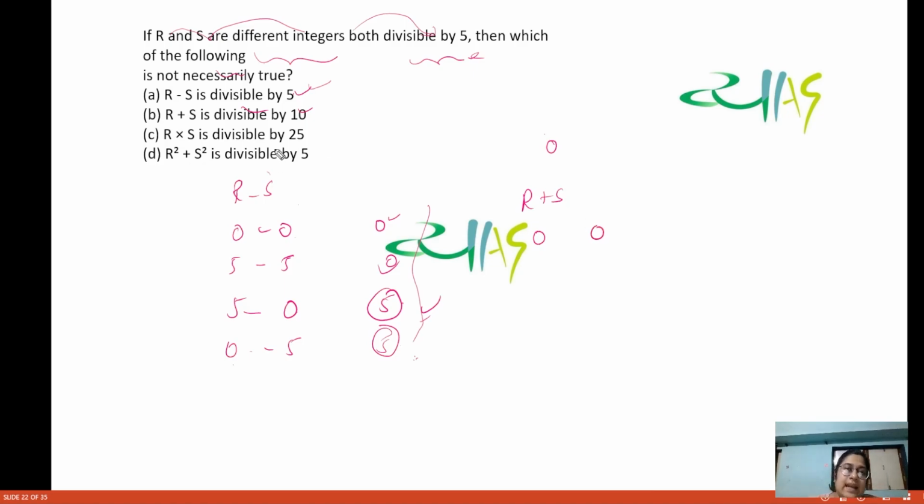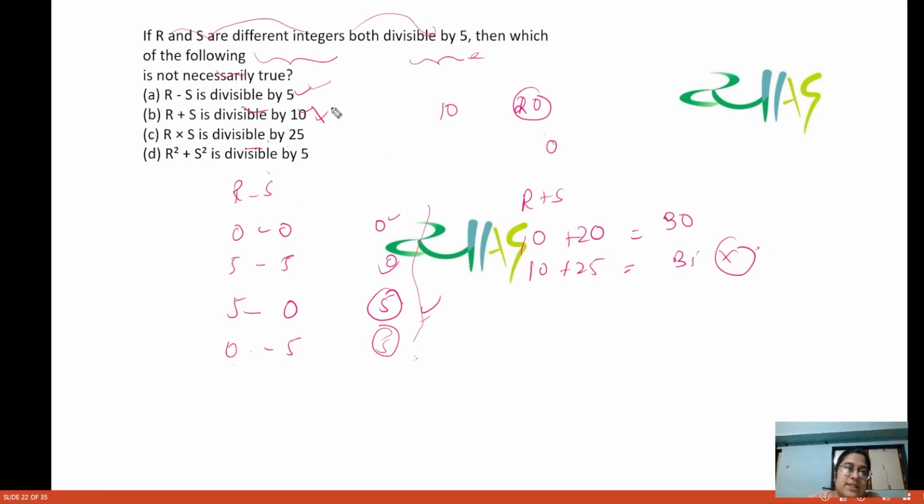Now any number which is divisible by 5, let's say we have 10 and 20. Okay, so 10 plus 20 when we do, then this is divisible by 10. But if we do 10 plus 25, is this divisible by 10? No. Okay, so we know that this is not necessarily true. Now this is asking r multiplied by s is divisible by 25.